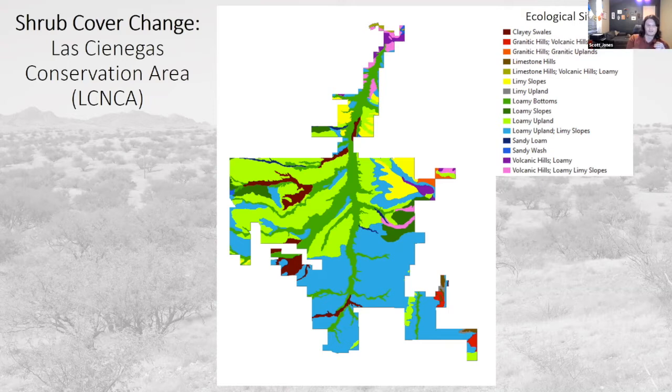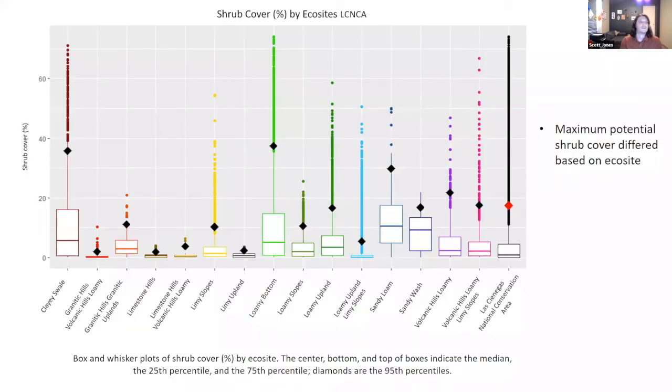So let's look at how shrub encroachment has changed across these different eco sites. Here you have the diamonds representing the 95th percentile of growth, meaning this is what we're considering the upper limit that these sites will most likely reach. And you can see there's a vast difference among the potential shrub cover on these sites based on their eco site. So you have areas like these loamy bottoms or these clayey swales that can support theoretically up to 40%, while areas like your loamy upland limey slopes are constrained to about 5% coverage.